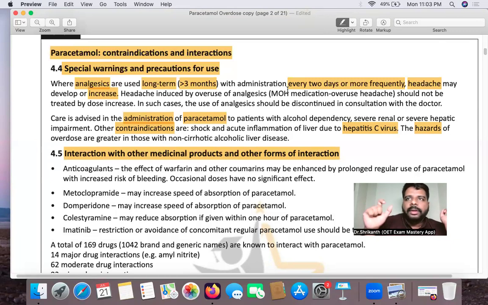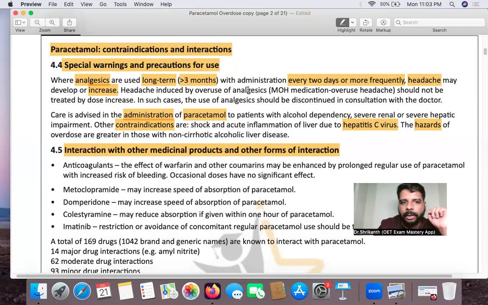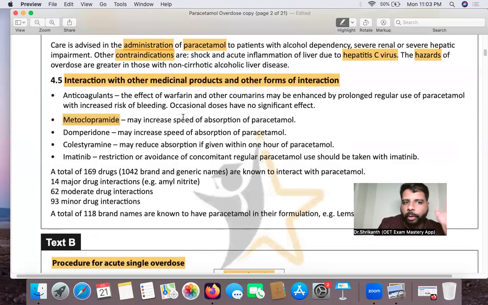Your duty is not to read the paragraphs. Your duty is to find the answer to the question. Metoclopramide is the only word that should be in your mind. So scan for the word metoclopramide. Where do you see it? Immediately you'll be able to spot it over here.